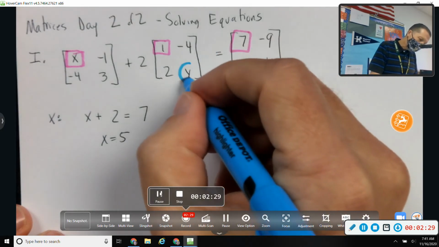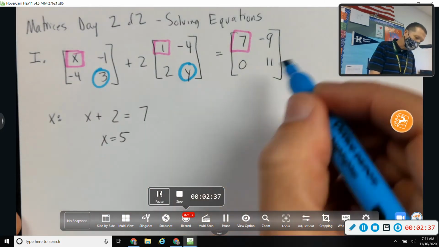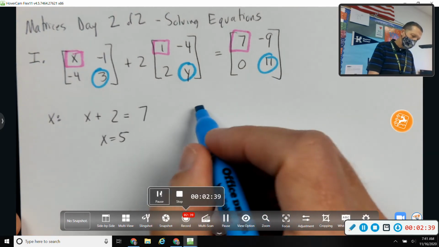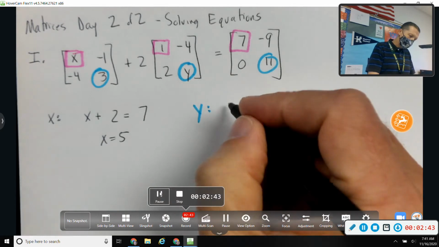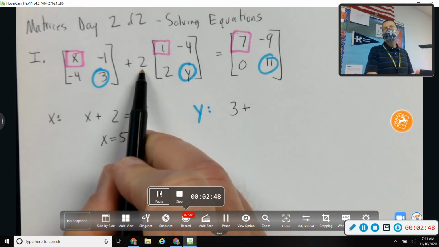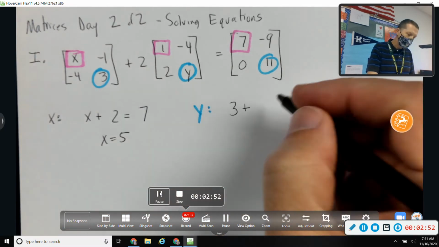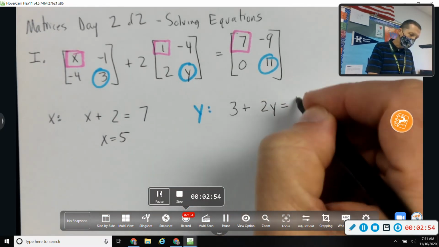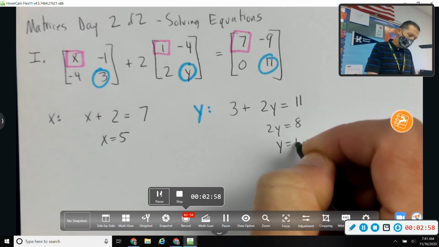The other one we see is there's a y. So let's write an equation with the y. But the y is in the bottom right, so I've got to use all the bottom rights. So that would be 3 plus, again, be careful with the 2 out front. That's really the only thing that people miss, is they forget that there's a 2 out there. 3 plus 2y equals 11. 2y equals 8, and y equals 4.